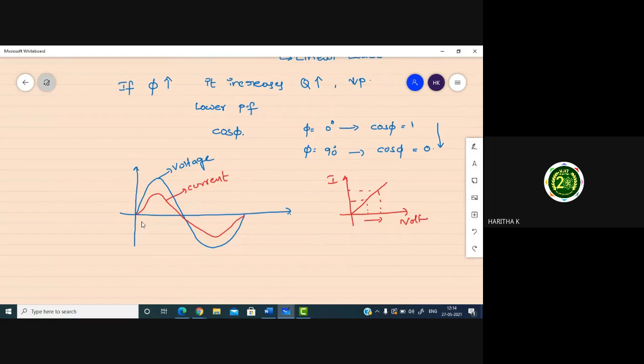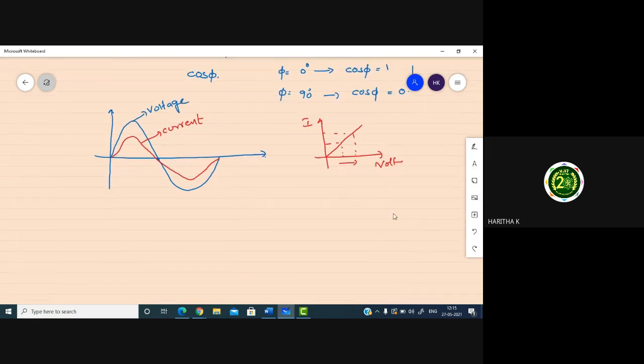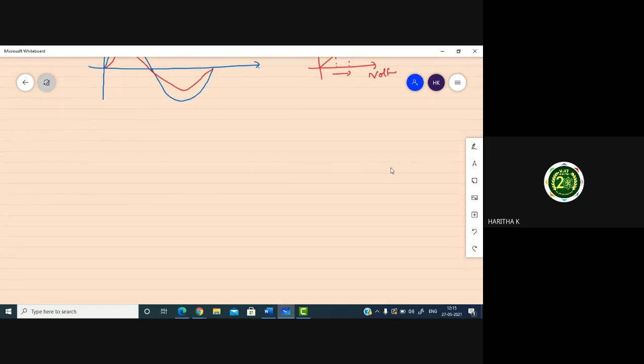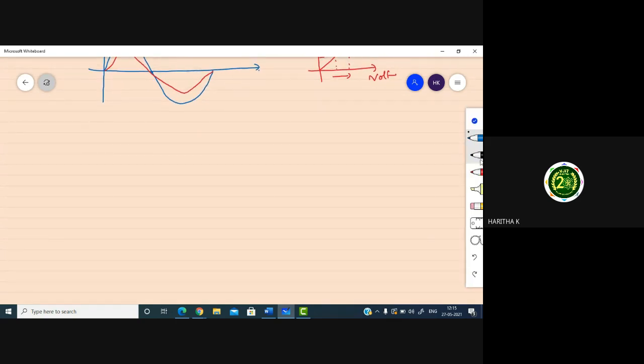See the waveform also. At the instant the voltage waveform started, at the same instant your current wave also started. And at the point your voltage becomes zero, at the same point the current also becomes zero. That means there is a linear relation between voltage and current. So this is about linear loads. Now coming to our topic, non-linear loads. How the power factor will be affected with non-linear loads.